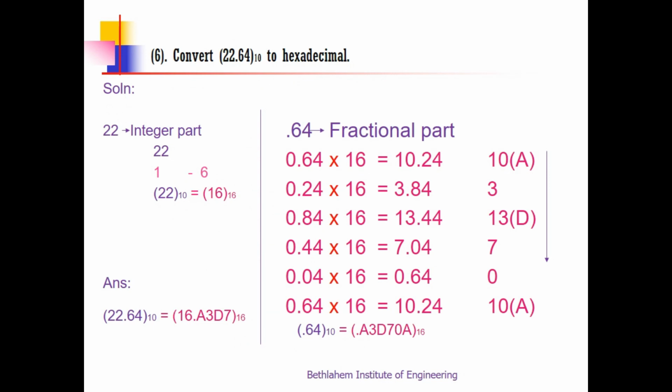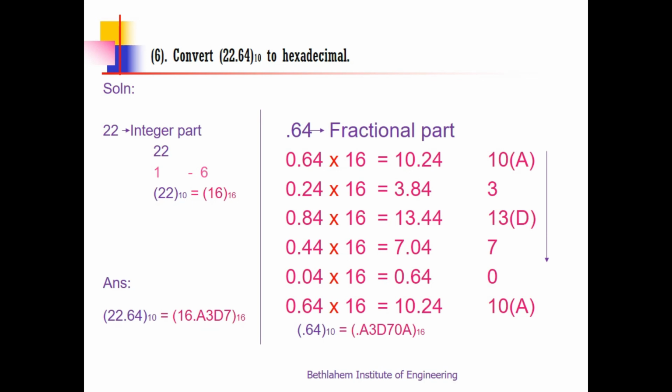So next problem. We are asked to convert 22.64 from base 10 to hexadecimal. So here also the given number is in base 10, so it is in decimal form. And here we have both the integer and fractional part. So you have to follow the procedures for both integer as well as fractional part. So first consider the integer part. 22 is the integer part. For the integer part we know which method you have to follow, that is the division method.